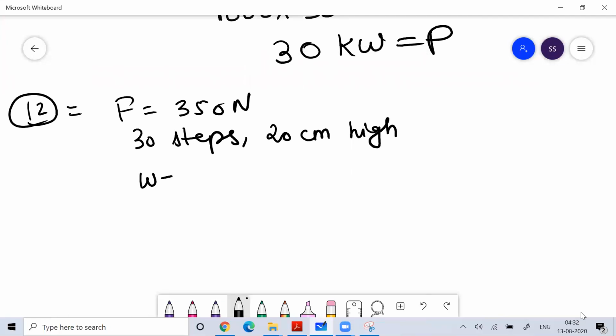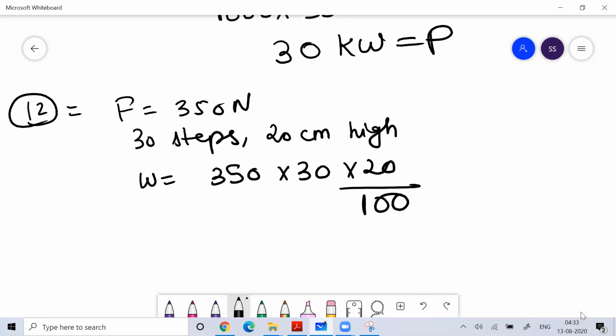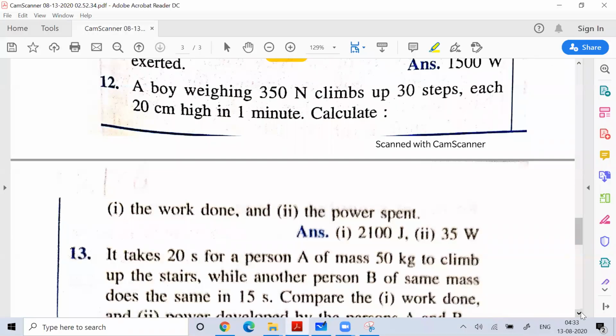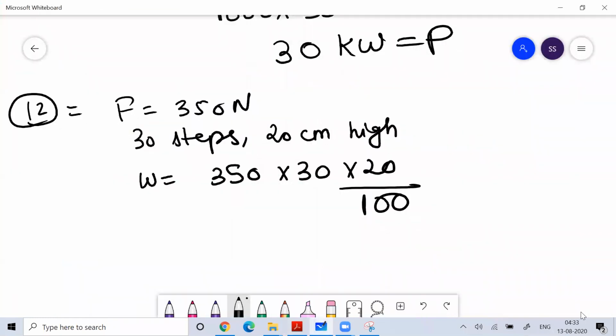So the work done will be 350 into 30 into 20. Convert that into meter, because the distance should be in meter. So this is m into g into h, and the g value should be given to you, but the g is not given. So what value of g should I take, 10 or 9.8? That is not given, so let's take 9.8.